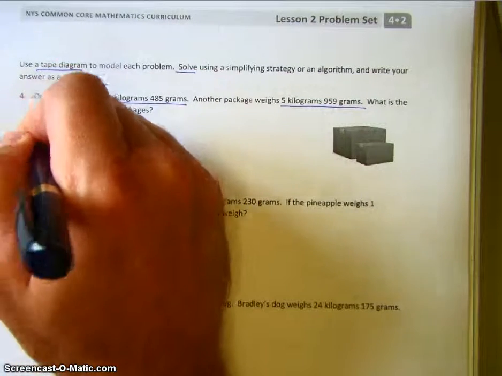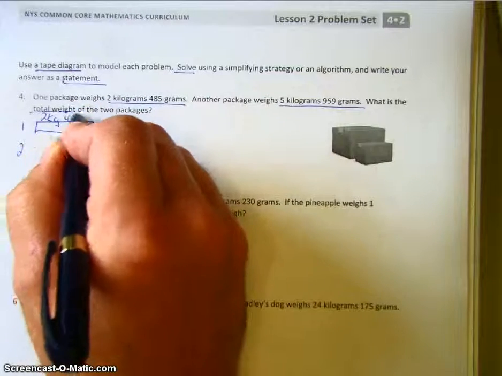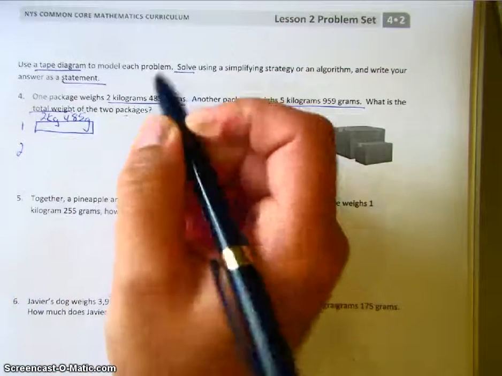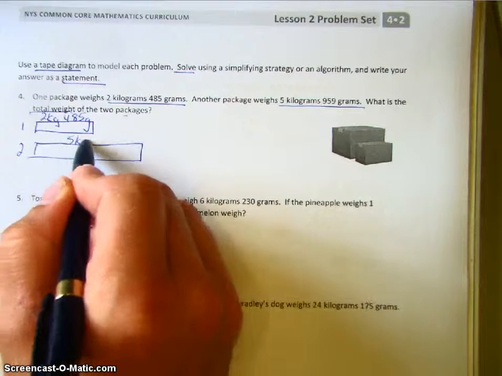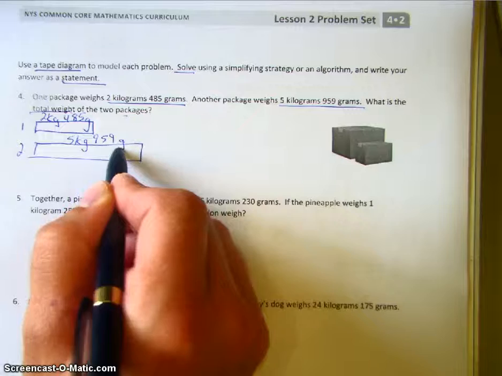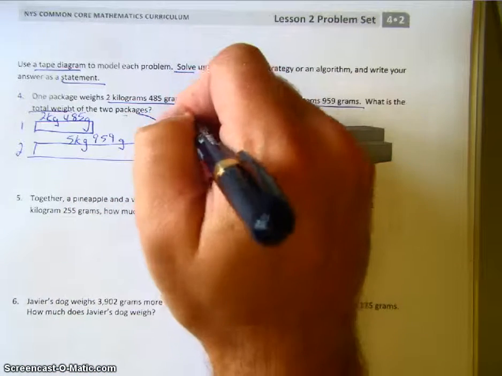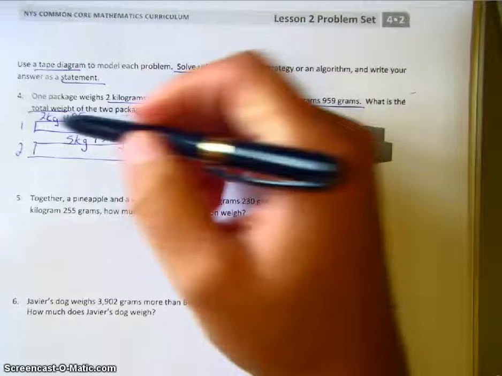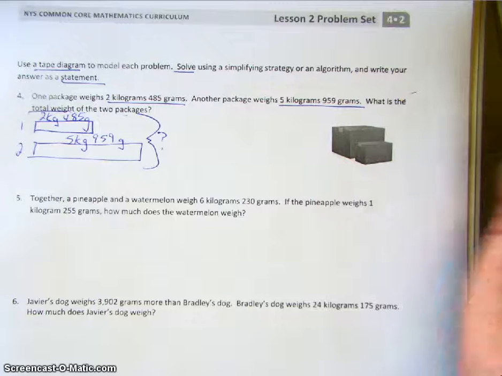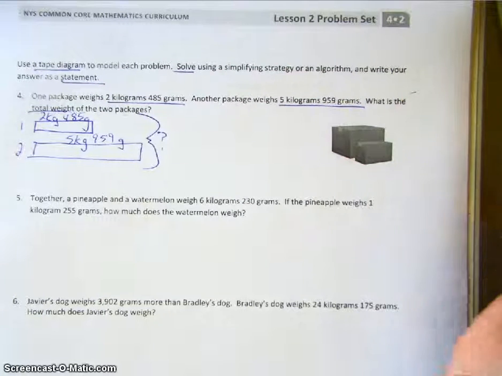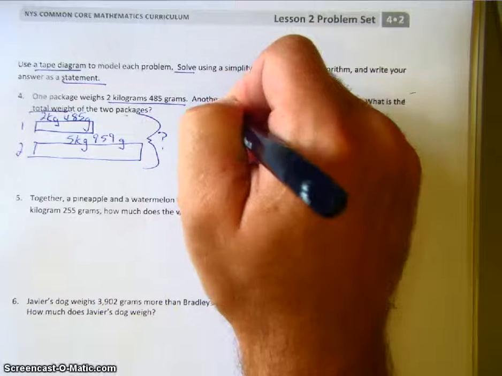So we have our 2 packages. 2 kilograms, 485 grams. The second package we can see is much larger. And we want to know the total. So we're trying to solve for the 2 packages. We don't have a specific unit that we need to turn it in, so we can either convert them into grams or we can leave them mixed. Doesn't really matter because it's not clear in the question. I'm going to choose to leave it mixed, just to save us a step.